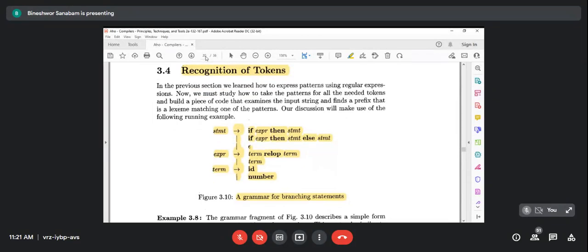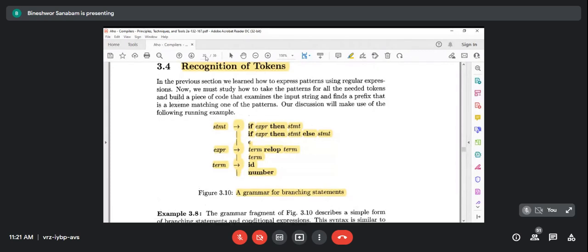So everyone note down this statement. You can just screenshot it or you can just write it down. You're going to use this statement many times in the remaining chapters. Okay, so this is a grammar for a branching statement. We have the first one, statement, which is nothing but: if expression then statement, or if expression then statement else statement, or epsilon, empty.